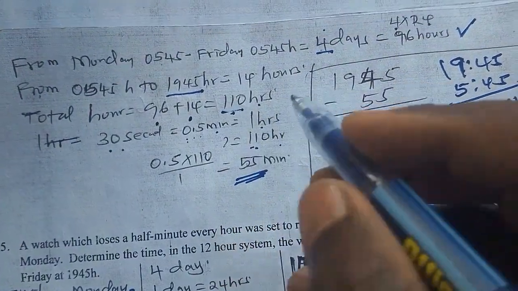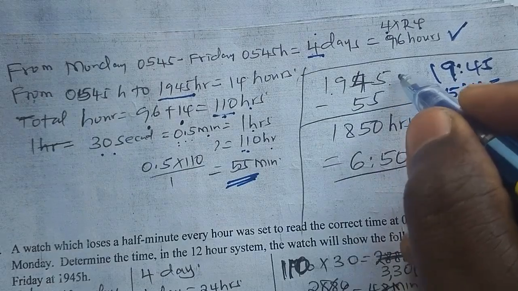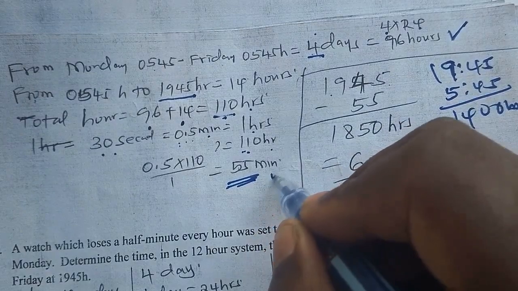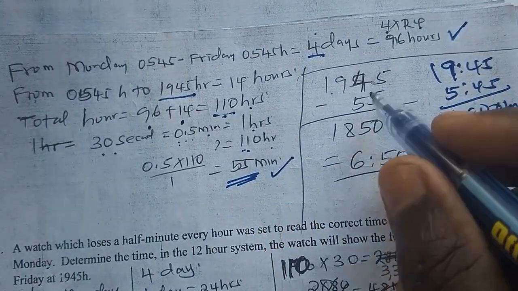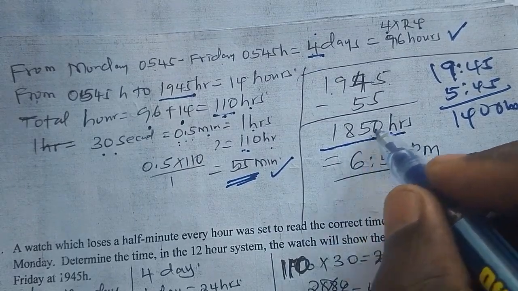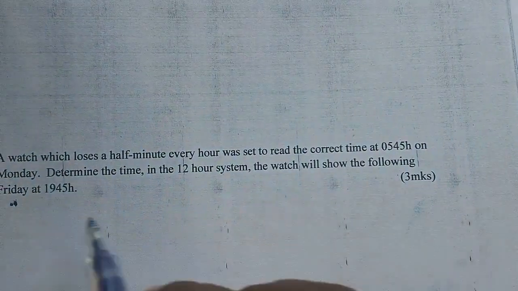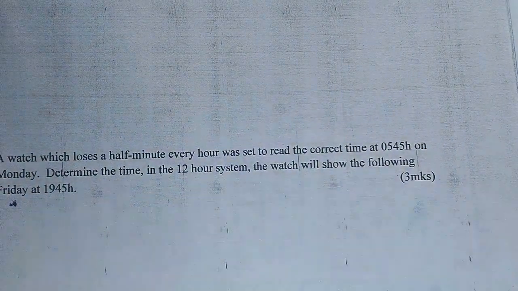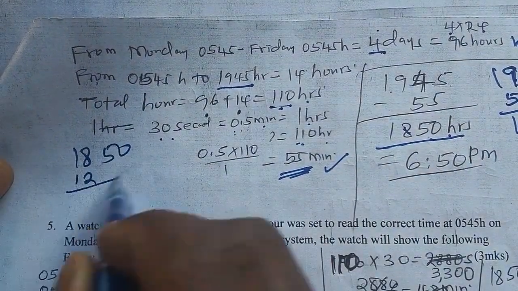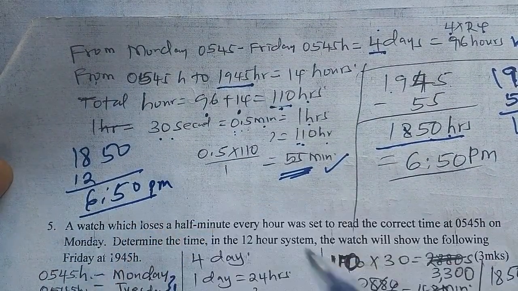Now, if it was set correct at 19:45 p.m., then you subtract the time it will lose. Now you subtract, you get 1850 hours. And this one, you want to change it, because the question asks us, to the 24-hour system. Therefore, you simply subtract 12 from 1850. That is 50, and this is 6. So that one will be 6 p.m.